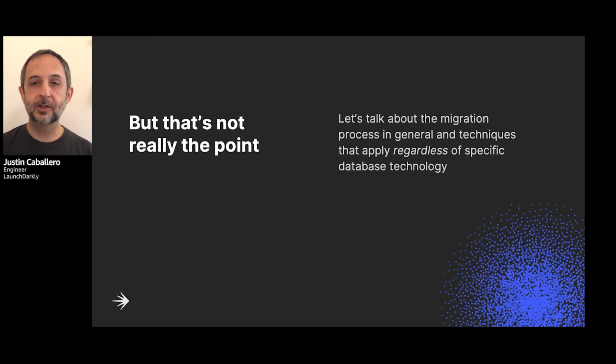However, our particular choices aren't really the point of this talk. I'd like to talk more about general techniques for how to do such a migration. You could be going from RDS Postgres to Dynamo, from Aurora to whatever, any two databases basically.